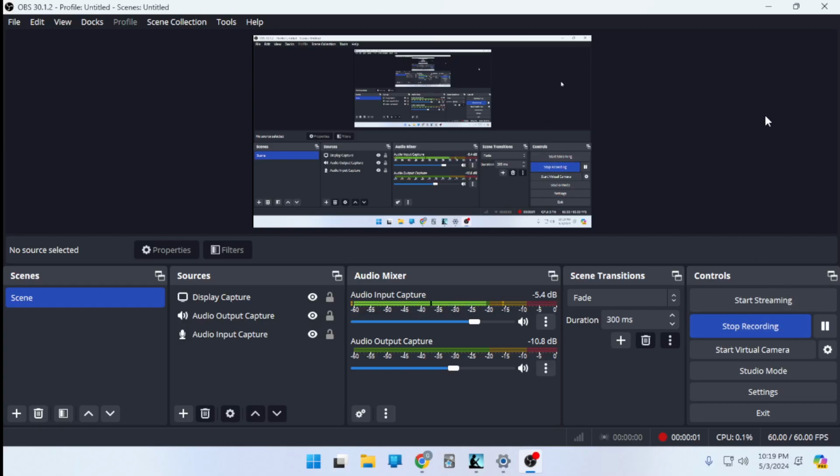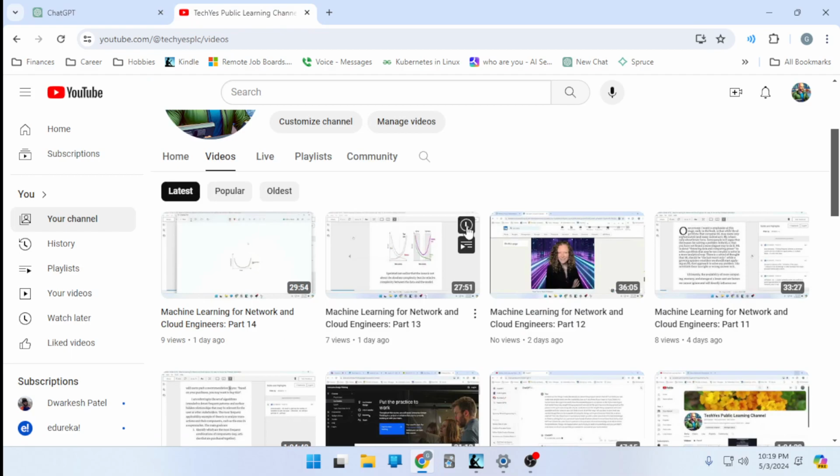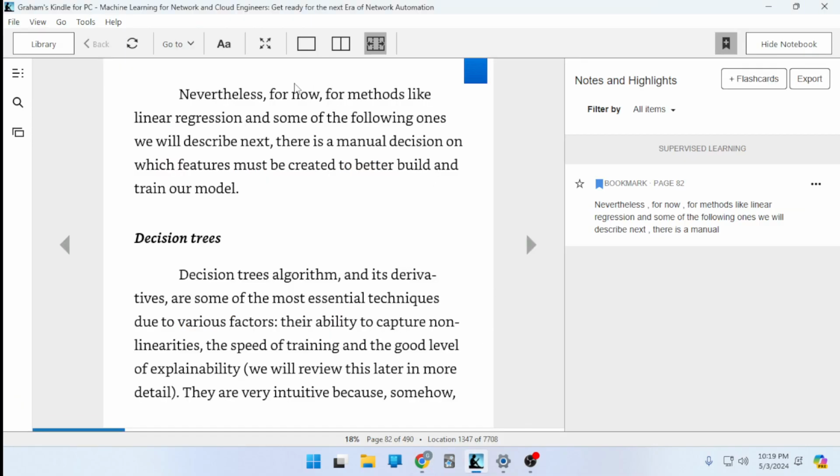All right, welcome to the kind of rare late night video. It's Friday night, so what better time than to read a book on machine learning for cloud and network engineers.